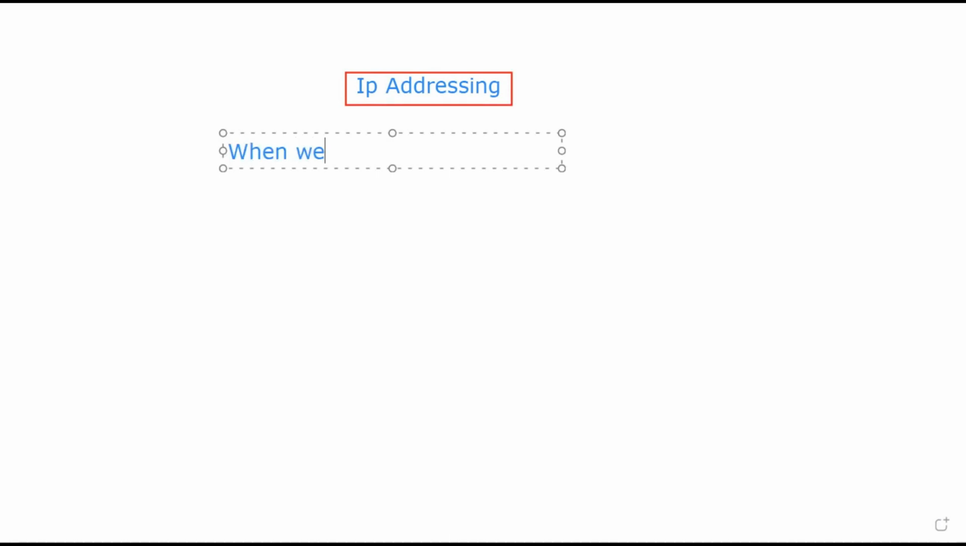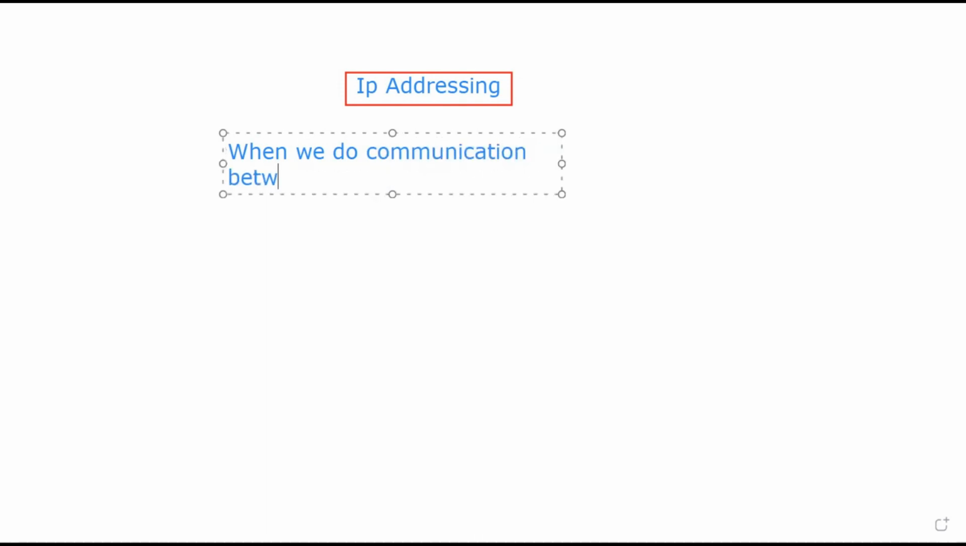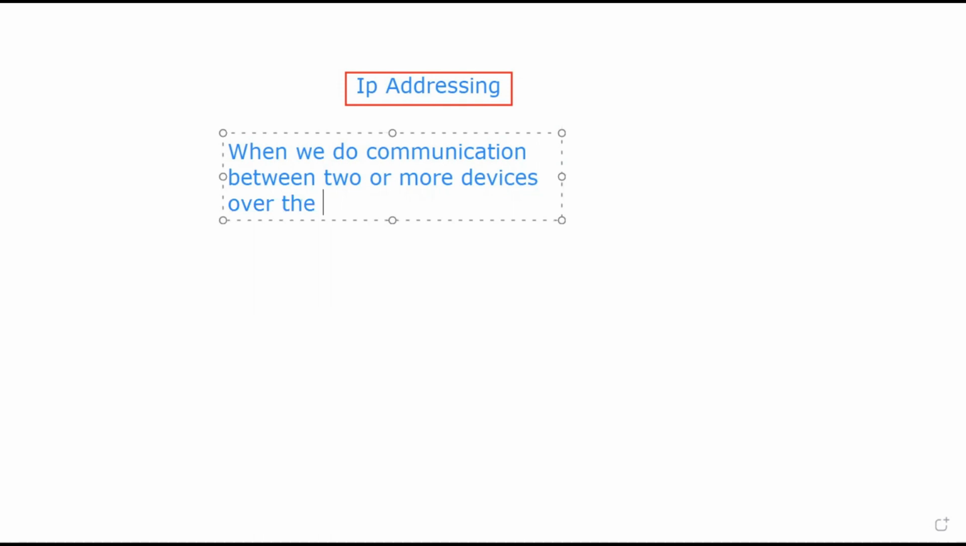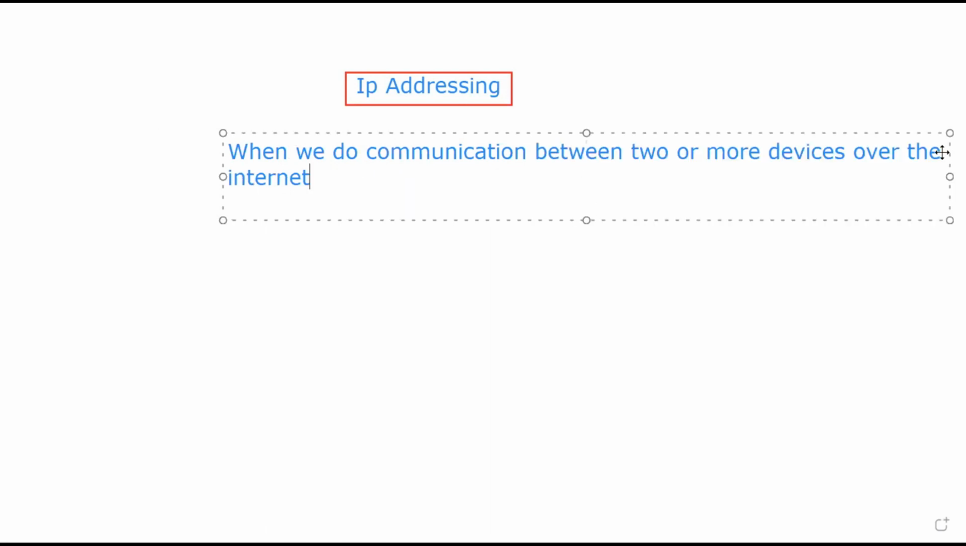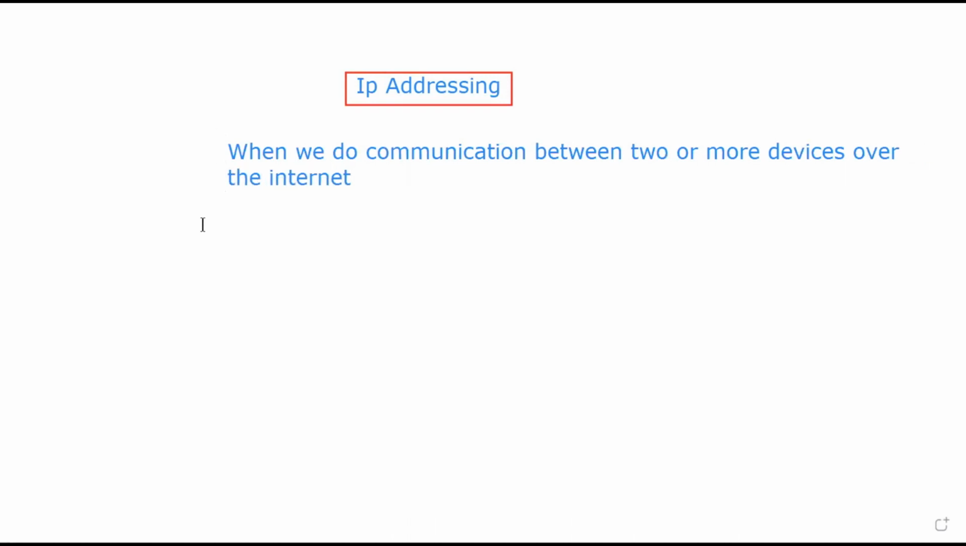When we do communication between two or more devices over the internet, we need an address, which is known as an IP address. I can give you another example: when we want to go to our friend's house, we need an address, right?